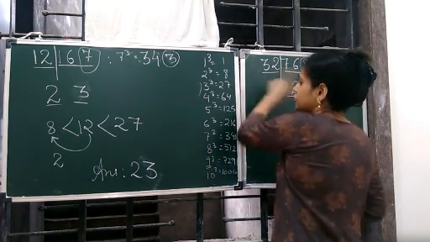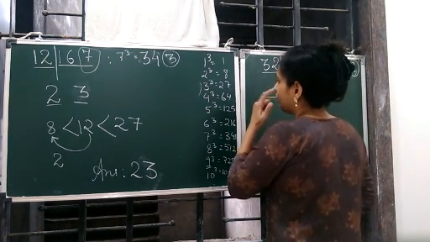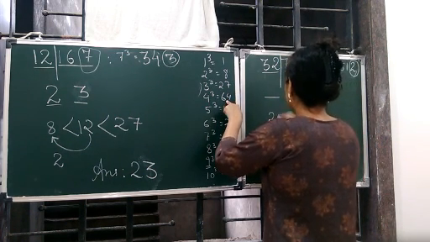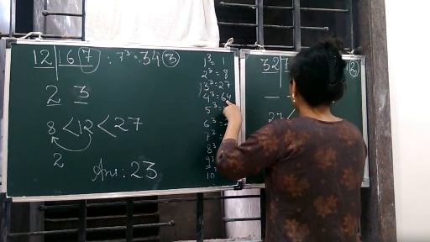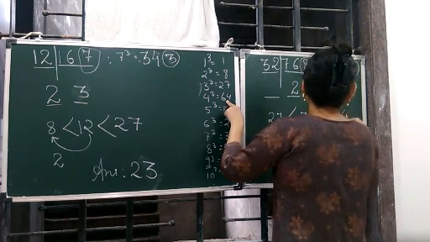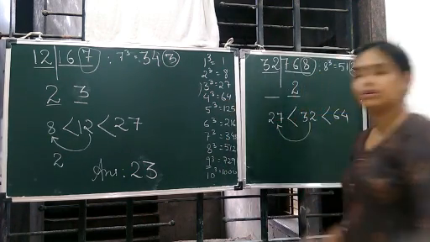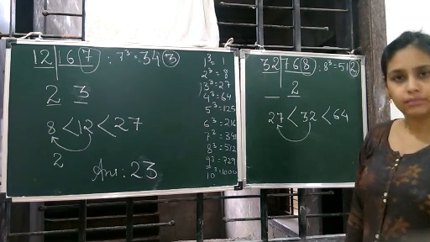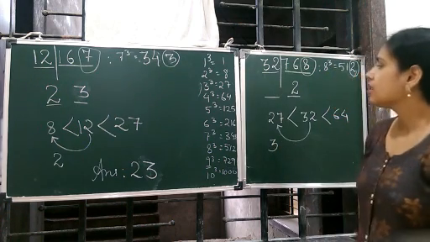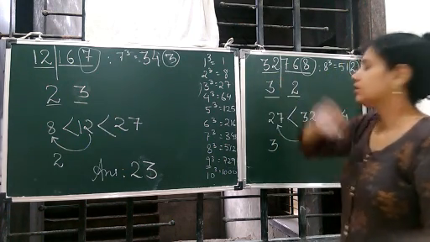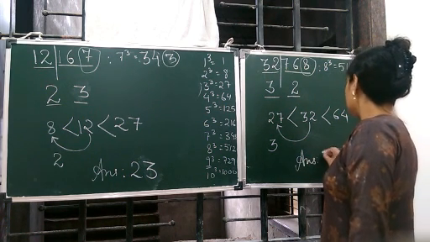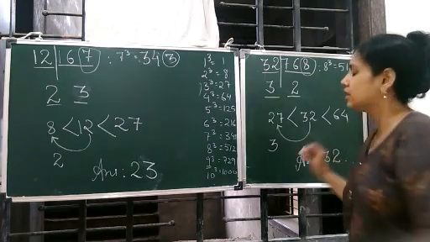Okay, now check 32 is in between which two perfect cubes? 27 and 64. So 27 and 64. It goes to the smallest perfect cube. Now what is the cube root of 27? Cube root of 27 is 3. That means here what should come? 3. So answer is 32.